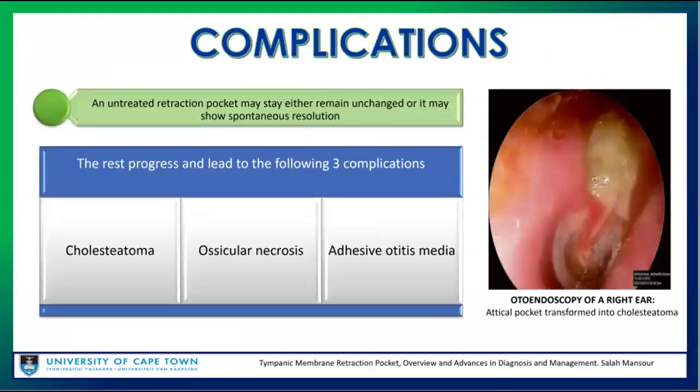So why is it important for us to manage retraction pockets and have a close follow-up on them? While an untreated retraction pocket may remain unchanged or show spontaneous resolution, the rest progress and lead to three complications: either cholesteatoma formation, ossicular necrosis, or adhesive otitis media. The image on the right here shows an attic pocket that has transformed into a cholesteatoma.